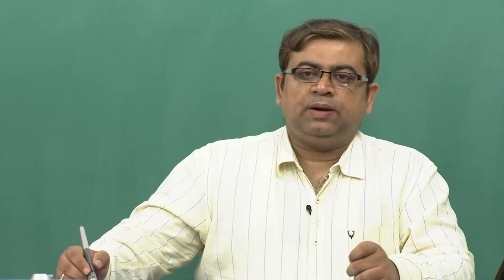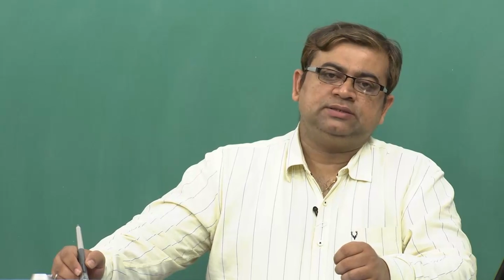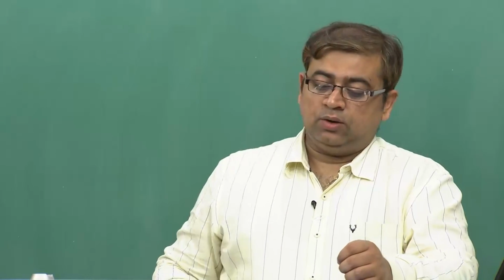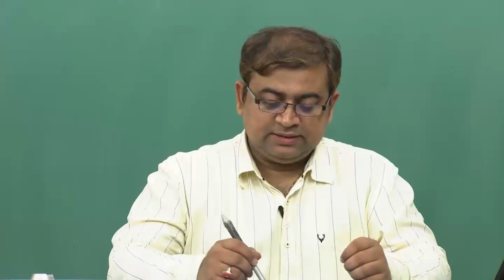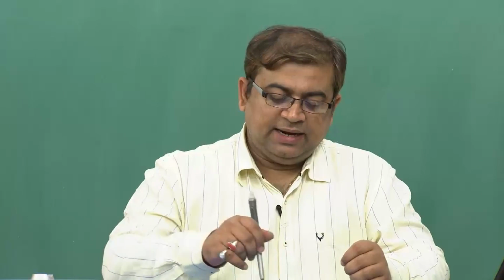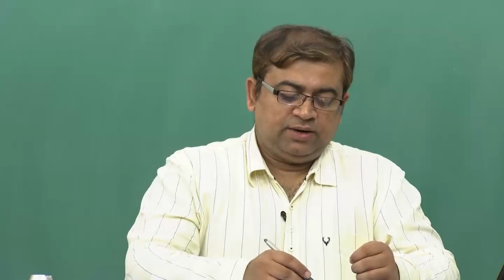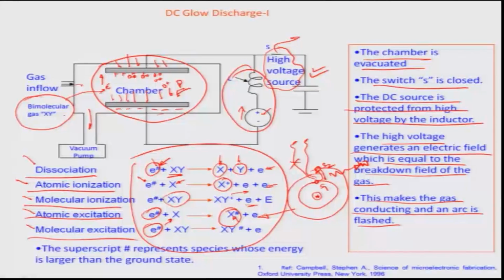We were talking about plasma systems and particularly concerned with the DC glow discharge system, where we already discussed how this glow discharge is carried out inside a chamber with evacuation followed by the injection at a controlled rate of a bimolecular gas, and thereby breaking down or reaching the breakdown field of the gas so that these following events could happen: dissociation, atomic ionization, molecular ionization, atomic excitation and molecular excitation.